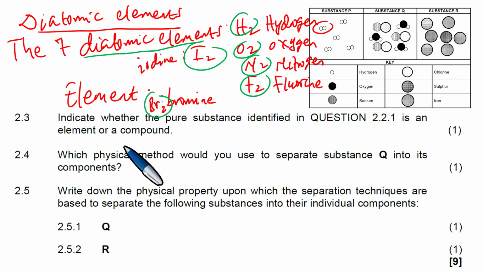Okay, let us continue and answer this chemistry paper that had been written by the grade 10 learners a couple of years back. Now in 2.4, we're asking the question, which physical method would you use to separate substance Q into its components? So to separate substance Q, what physical method would you use?